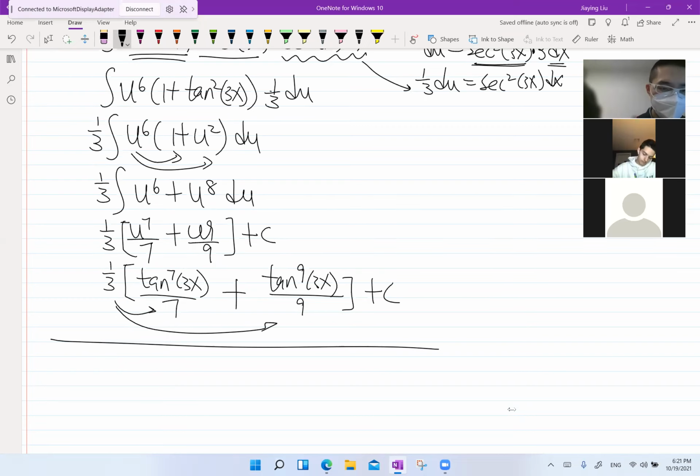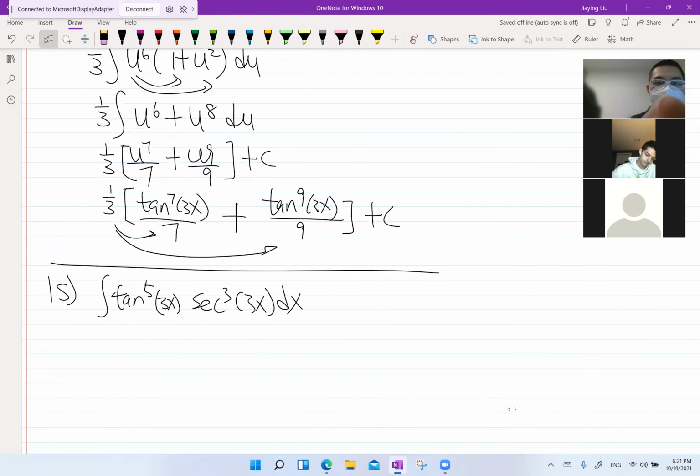All right, if not, I'm going to go to 1s. So here we have the integral of tangent to the 5th power of 3x secant cubed of 3x dx.